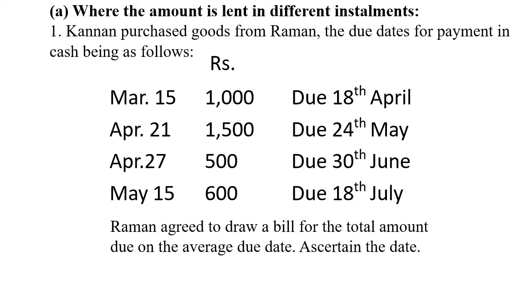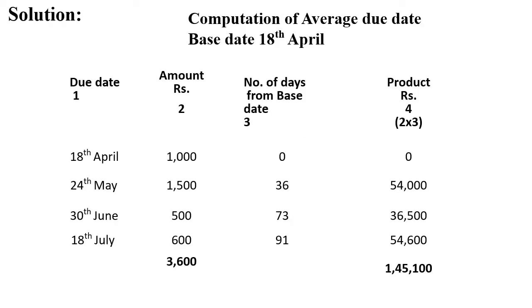Already we have seen the sum in the class itself. I have explained the theory part, the formulas which we are going to use. Now we will move on to the solution part for this particular sum. It is more important for us to calculate the base date to find out the average due date. How will you find out the base date? Any one available due date, you can choose. So the earliest due date is said to be your base date.